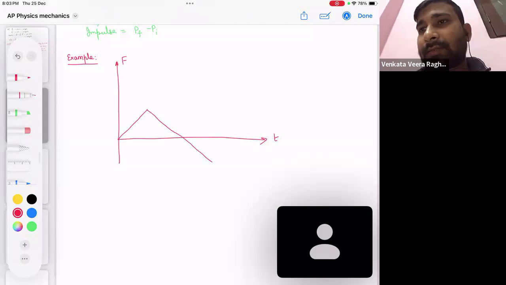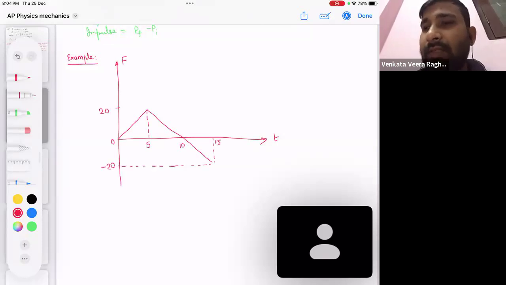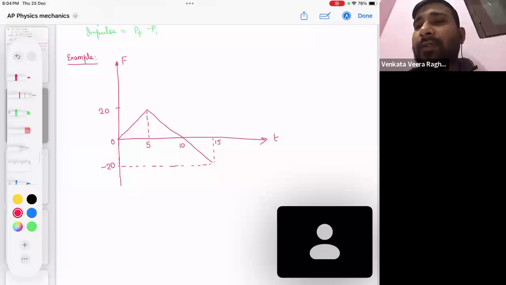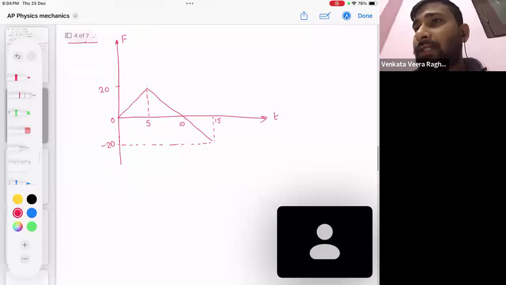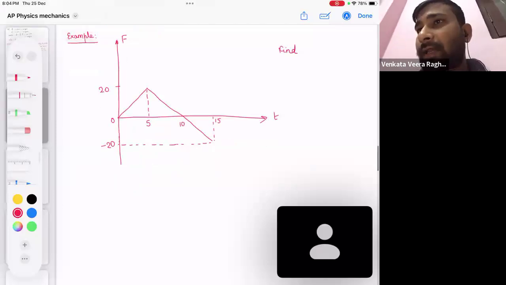Something like this kind of graph is given to us. Let's say this is 0 second, this is 5 second, this is 10 second, and this is 15 second. And this one, let's take it as 20 Newton. From the similar triangle, this is also going to be minus 20, isn't it? So if I ask you, find the change in momentum, okay?